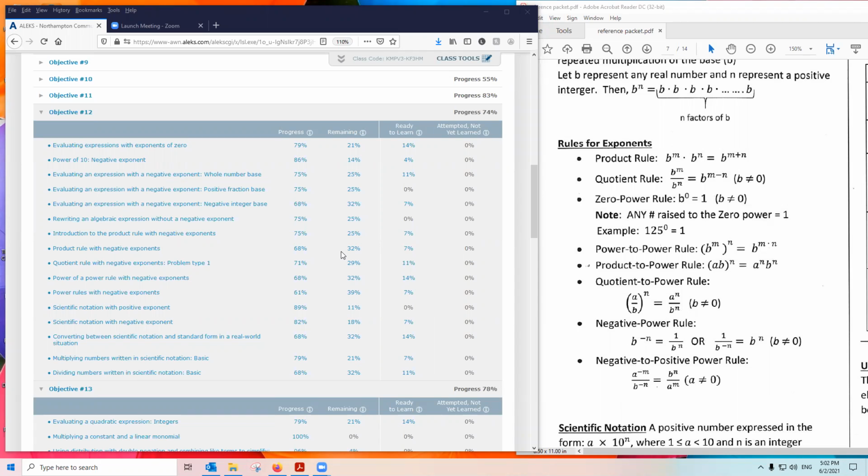This is on Objective 12, and Objective 12 continues a discussion about exponents, but we now start to get into some other types of exponents. So you're going to notice here there can be an exponent of 0, and then we can work with negative exponents. So let's do a bunch of these examples.